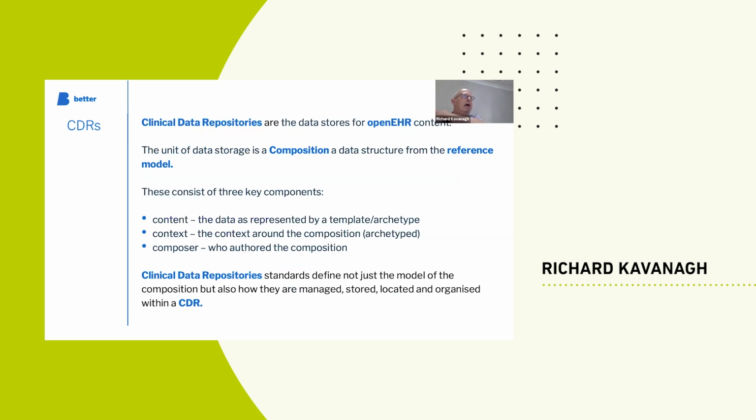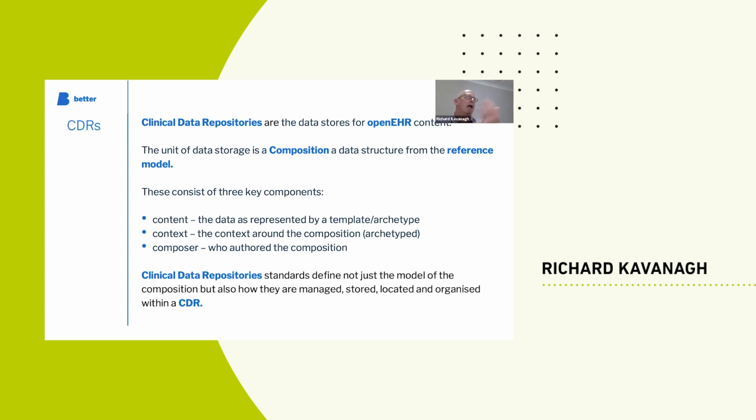So then we get clinical data repositories. Clinical data repositories, that's where you put the content, and in many ways it's like a very clever database, so you can put content in, you can get content out. The content of an openEHR repository is something called a composition, and it's quite confusing really, because a composition in openEHR is not the same as a composition in FHIR. It's one of those things you just have to understand is different.